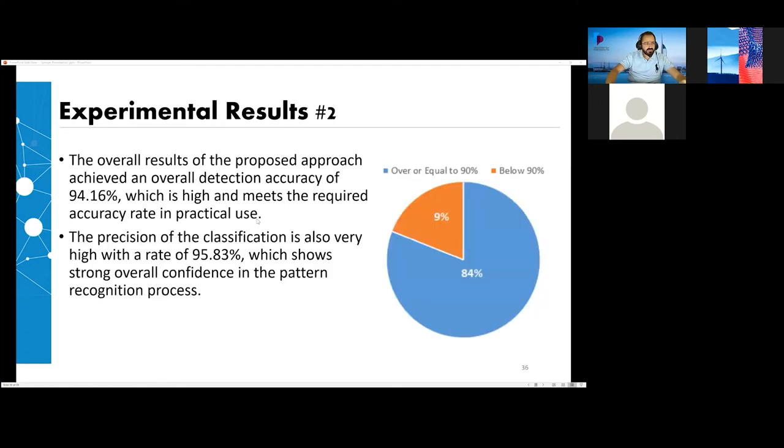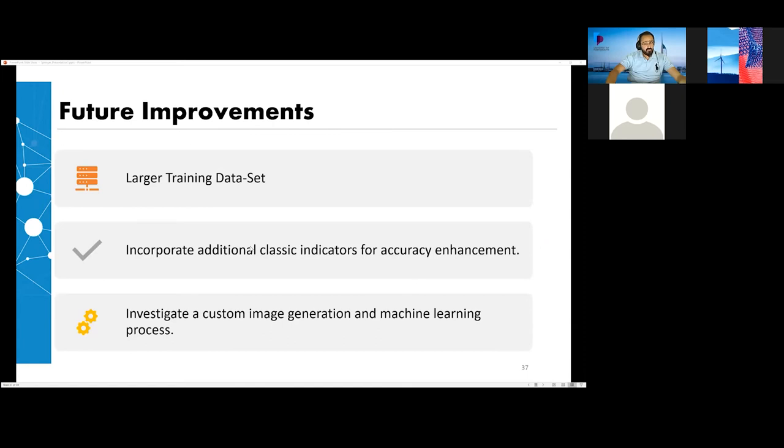So the overall results were pretty high. And what was needed more was that initial idea, okay? We needed a larger training set, additional maybe indicators in order to enhance the image, make it better, or not dependent on the language changes. And also another thing we could do, we were working on it anyway, is to investigate the new image generation machine learning process. We're working on that, not only on phishing, but also in the machine learning ITS. So we're improving the image generation.